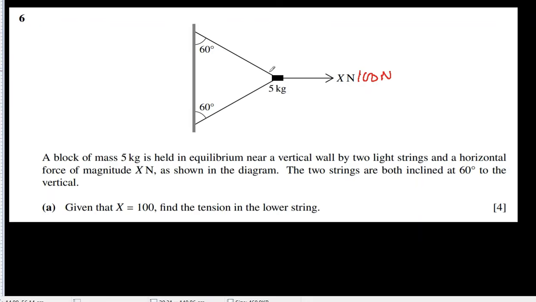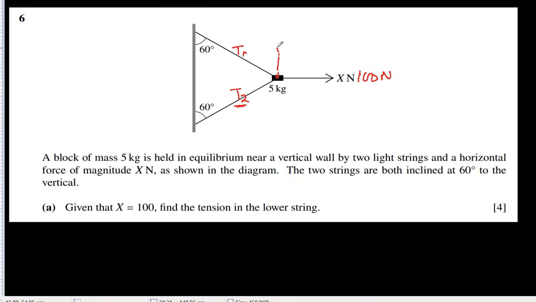If this 5 kg mass was not there, then it would be easier. Both the tensions would be equal. But because of this 5 kg, they will be different. So let's name them T1 and T2, and we have to find T2. So let's draw the components of the forces here.